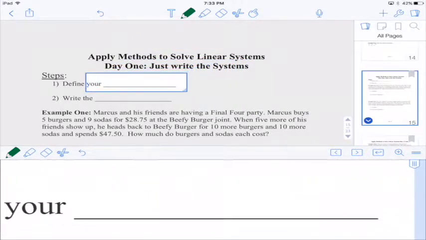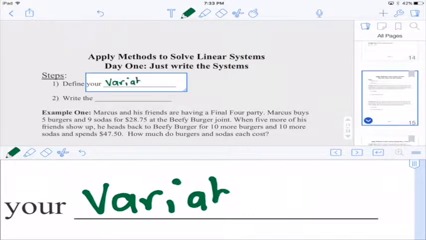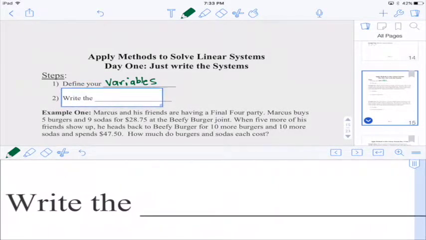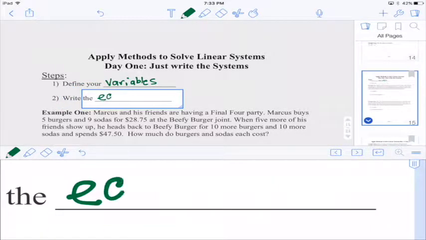So first thing we're going to do is define your variables, right? So x, y are typically what we use, but you could really use anything. And then you're going to write the equations.